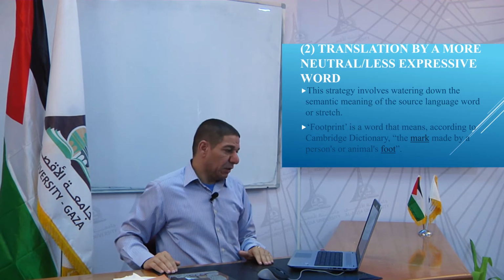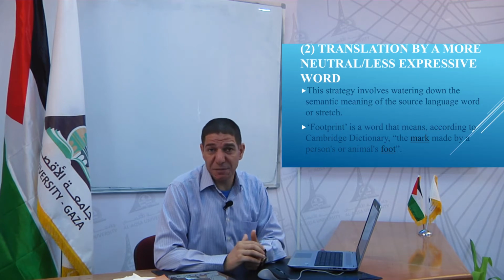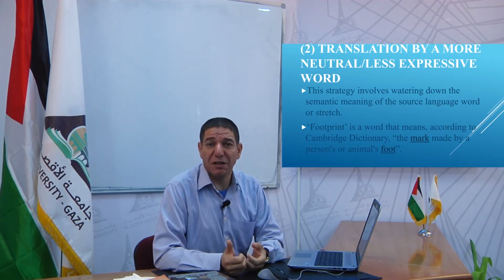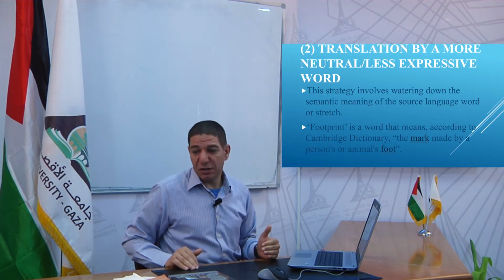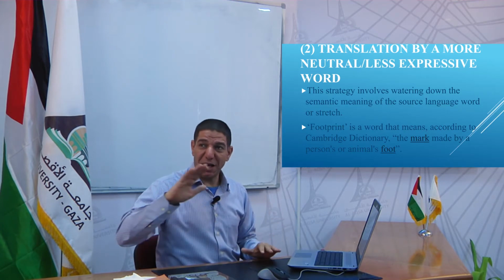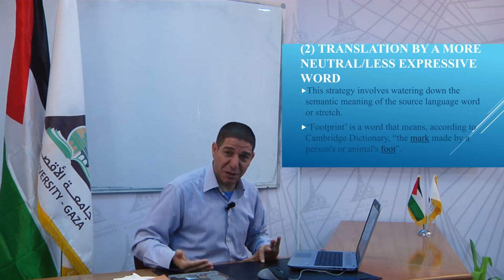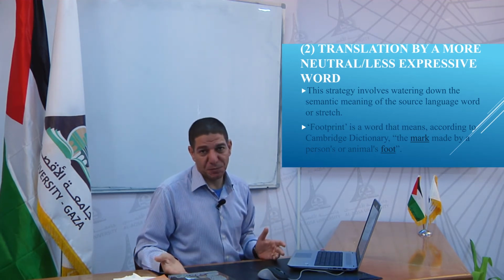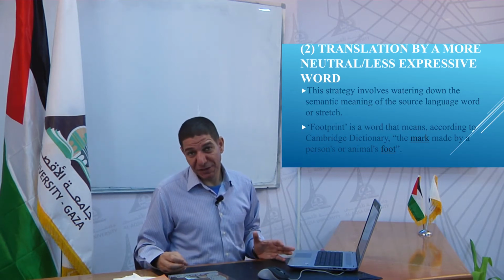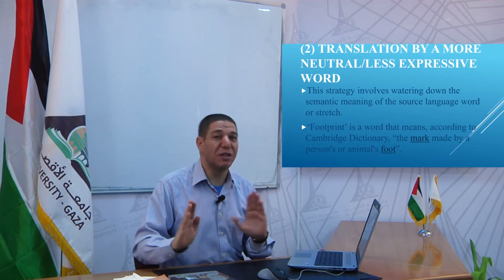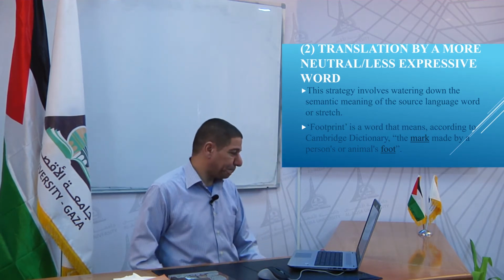Okay? But the translator opted for a neutral word or less expressive word, which is أثقال, instead of translating ballast into all these lines: الأثقال التي توضع في السفينة حتى تحافظ على توازنها في أعماق البحر. He cannot do this. So he opted for أثقال وأغلال. This is like a less neutral word in order to sort out the problem of specificity.